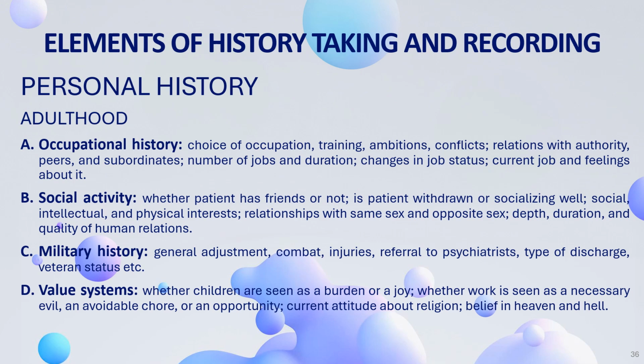In adulthood, occupational history: consider the choice of occupation, training, ambitions, conflicts, relations with authority, peers and subordinates, number of jobs and duration of jobs, change in job status, current job and feeling about it is important.